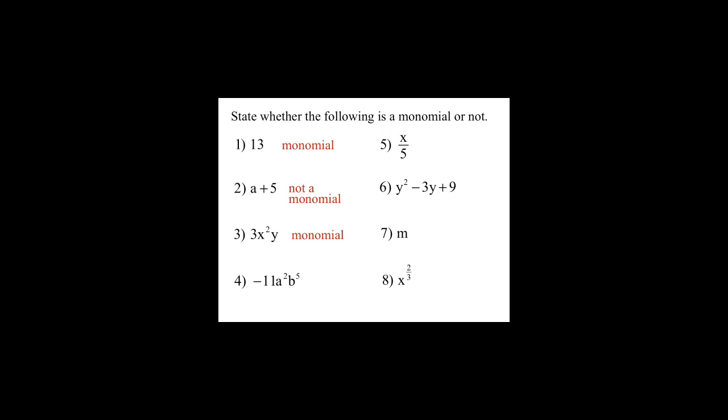Number 3 is a monomial. Number 4 is a monomial. Number 5 is a monomial. Number 6 is not a monomial because it's made up of 3 terms. Number 7 is a monomial. And number 8 is not a monomial.